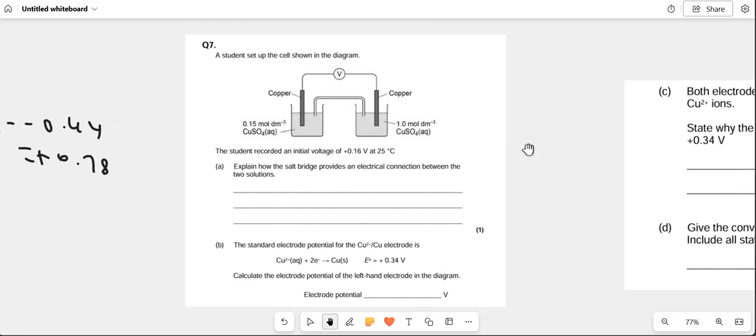Question 7. Explain how the salt bridge provides an electrical connection. So we can't just say it connects a circuit here. It's asking how it connects the circuit, so you need to say it allows ions to move through it.